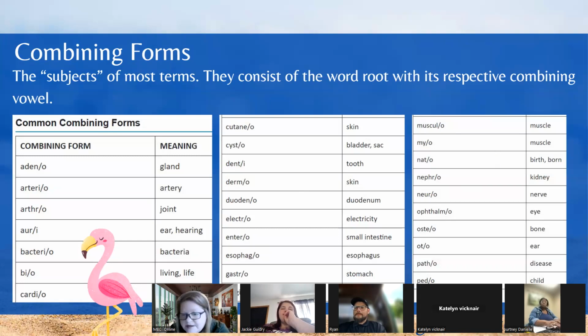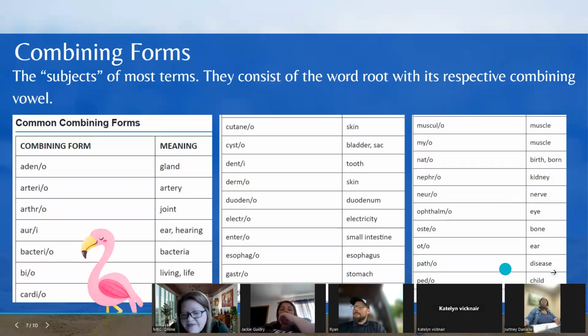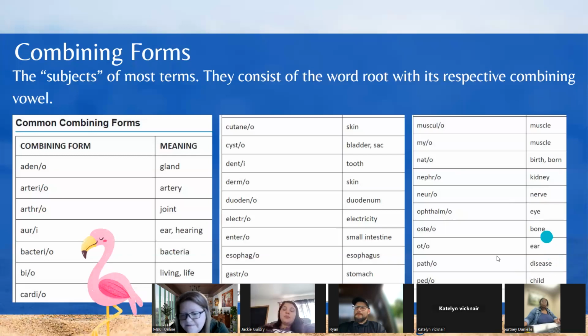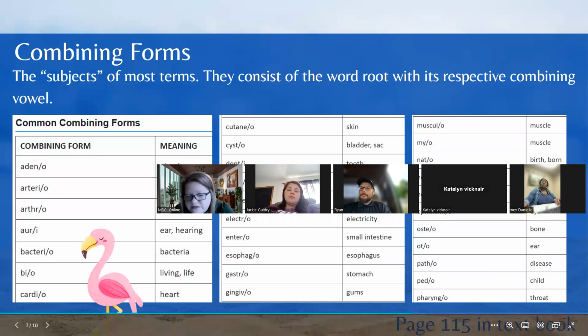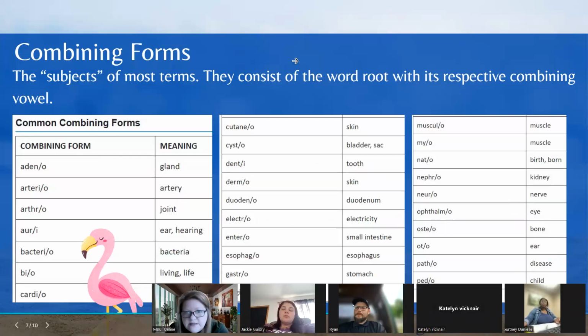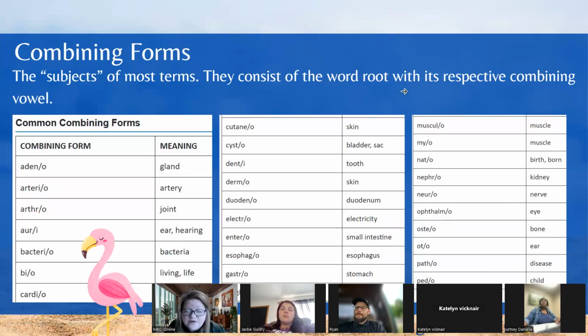Neurology, study of the nerves. Because ology, even though it wasn't on that list, means study of, okay? And path is disease. So pathology, study of diseases, right? And then ped for child, pediatrics, all the fun stuff. And again, y'all, this is not the full list. There are so many more.